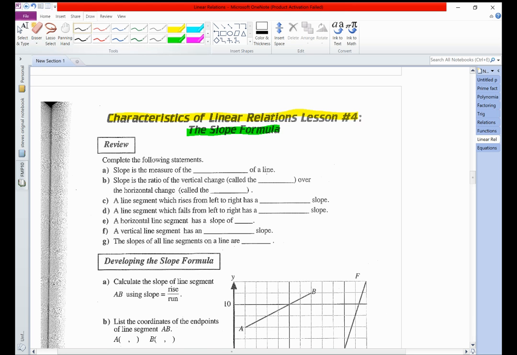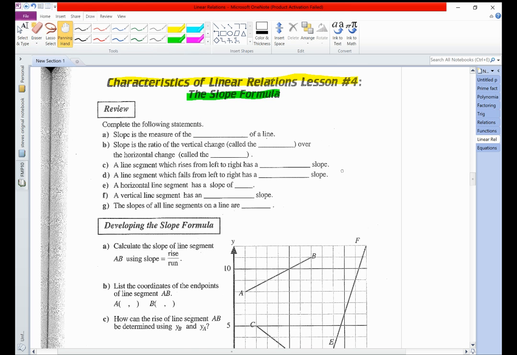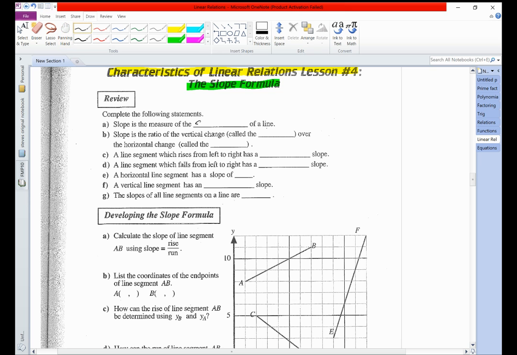So just as a quick review, slope is the measure of the steepness of a line. So it's the steepness. Slope is the ratio of the vertical change, which we call the rise, over the horizontal change, which we call the run. A line segment that rises from left to right has a positive slope, and a line segment which falls from left to right, or goes down to the right, has a negative slope.